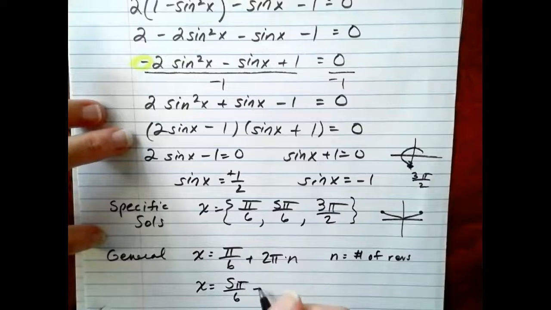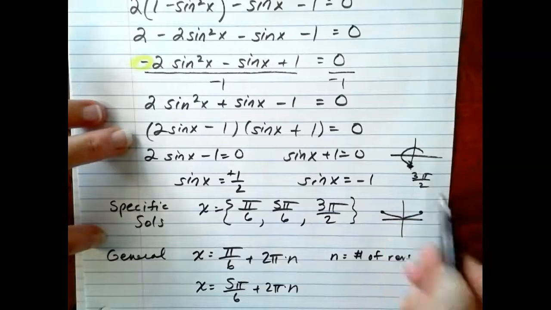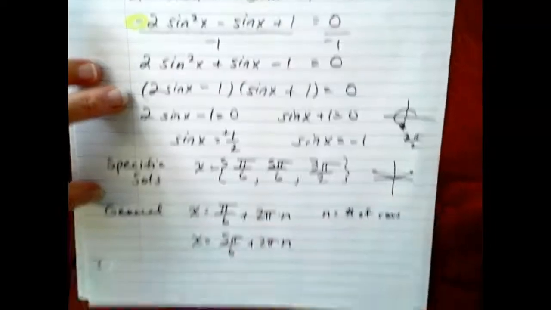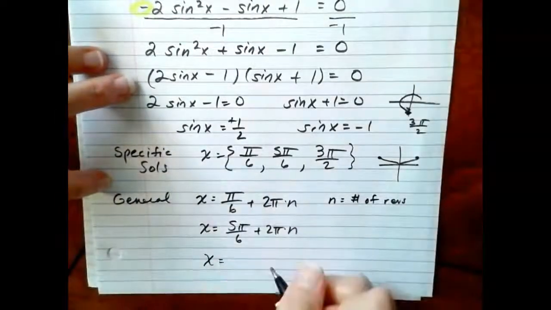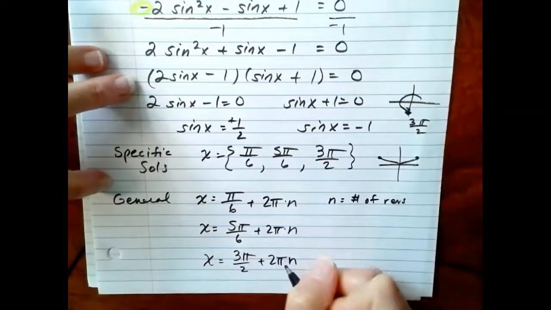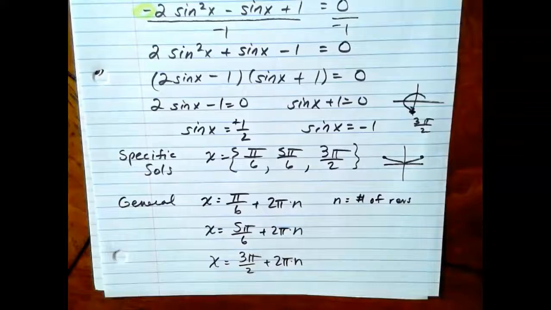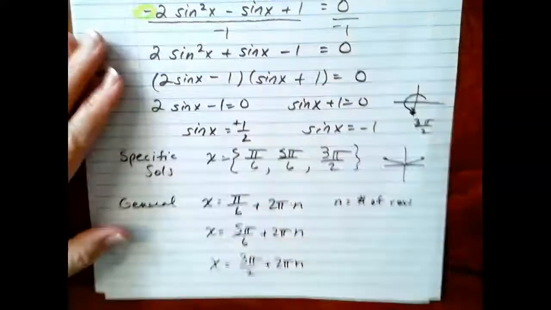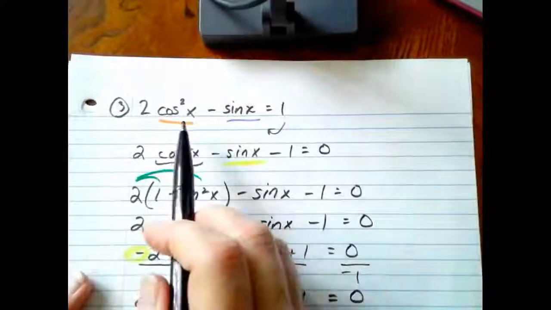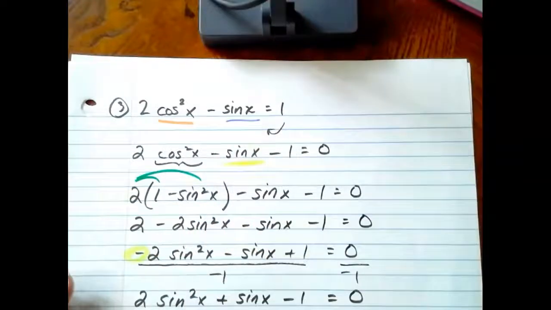5 pi over 6. There's no way to do this shorthanded because these are not on the same pole and they're not on the same pole as this one. So let's write that last general solution right down here on the bottom. 3 pi over 2 plus 2 pi times n. 3 specific solutions, 3 general solutions for the equation 2 cosine squared x minus sine x equals 1.